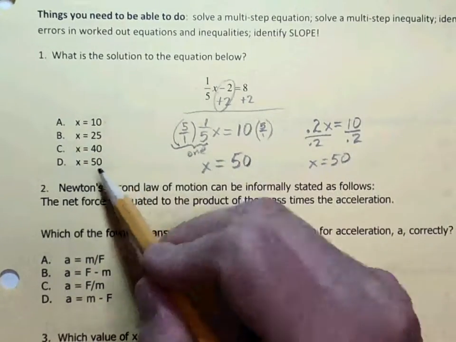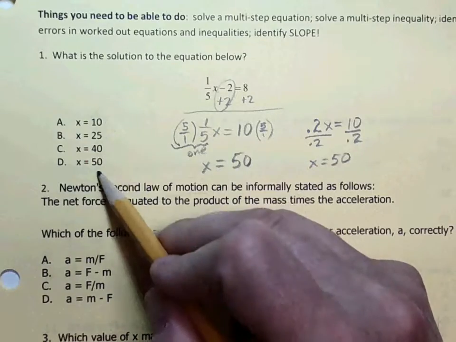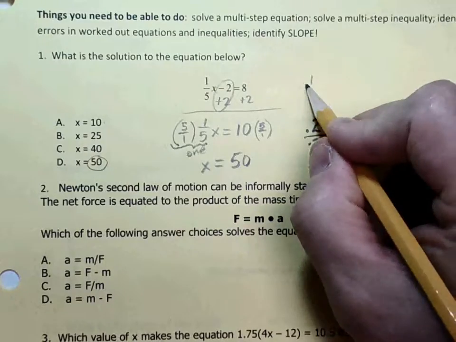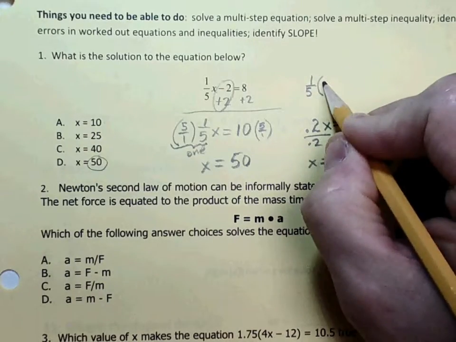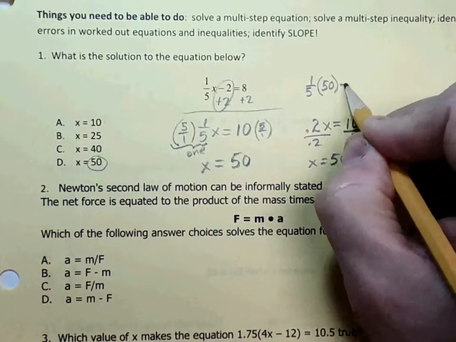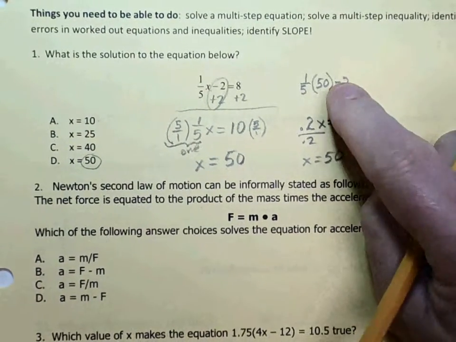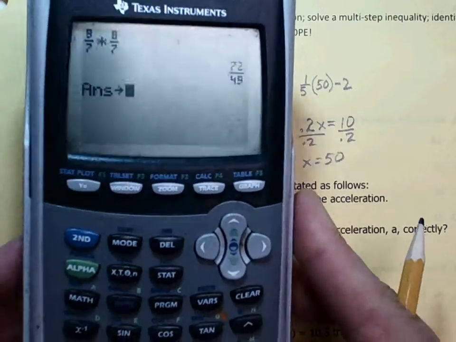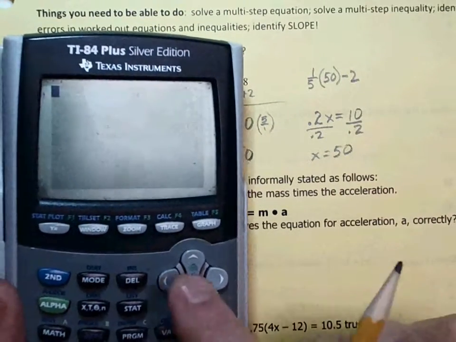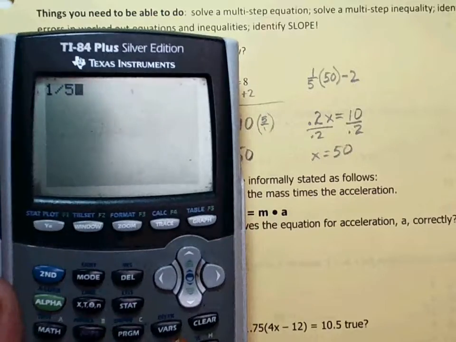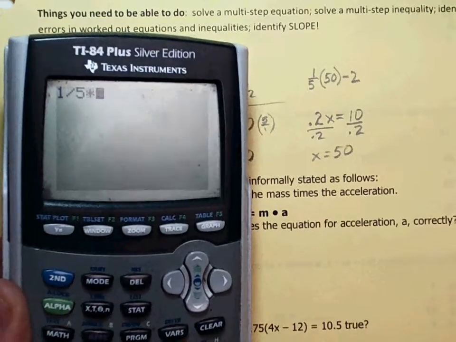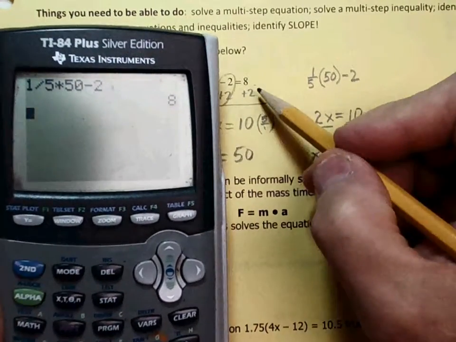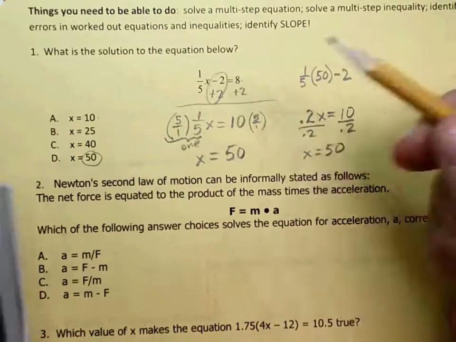Now, we could also just put the number in. If I take 50 and come up to the original problem and plug in a 50 where I see the x, if I type that in my calculator on a regular screen, I get 1/5 times 50 minus 2 is 8, which is what we have right here.